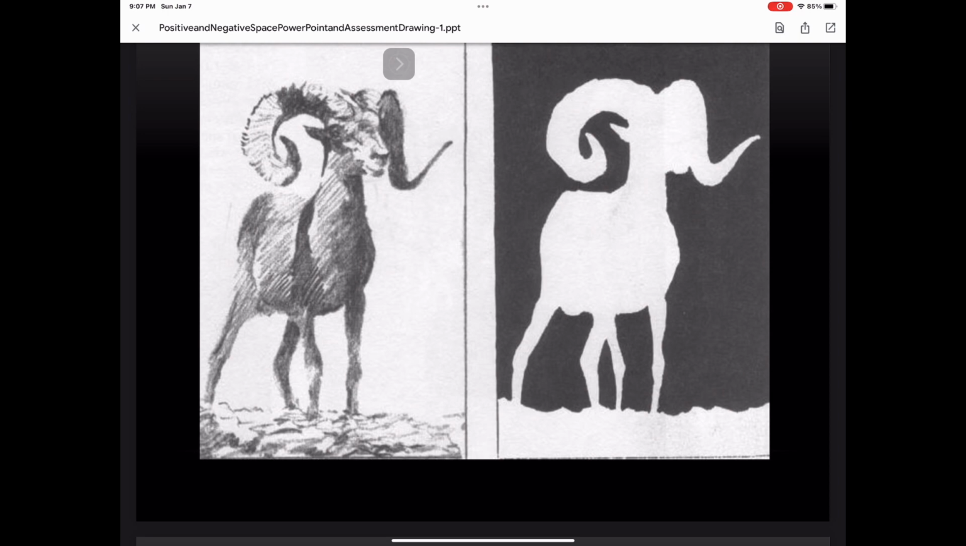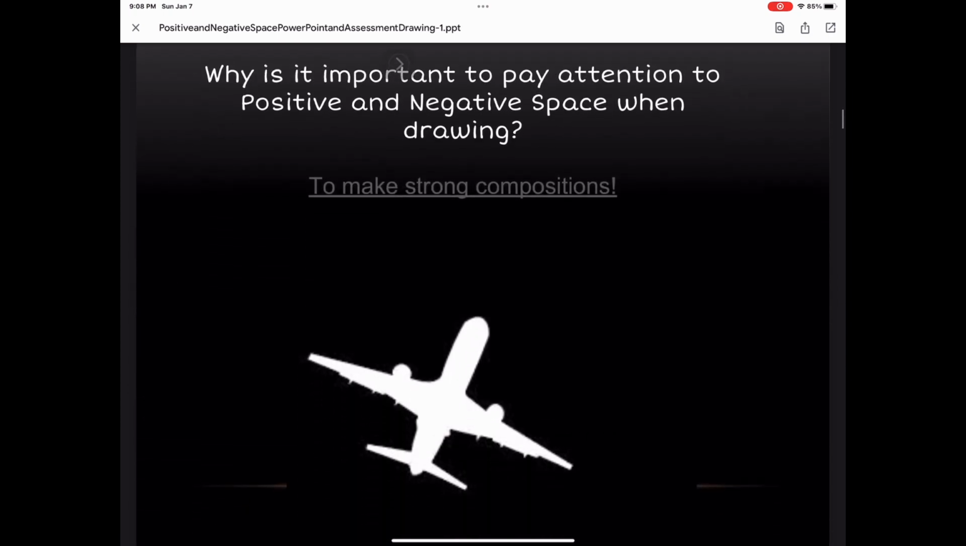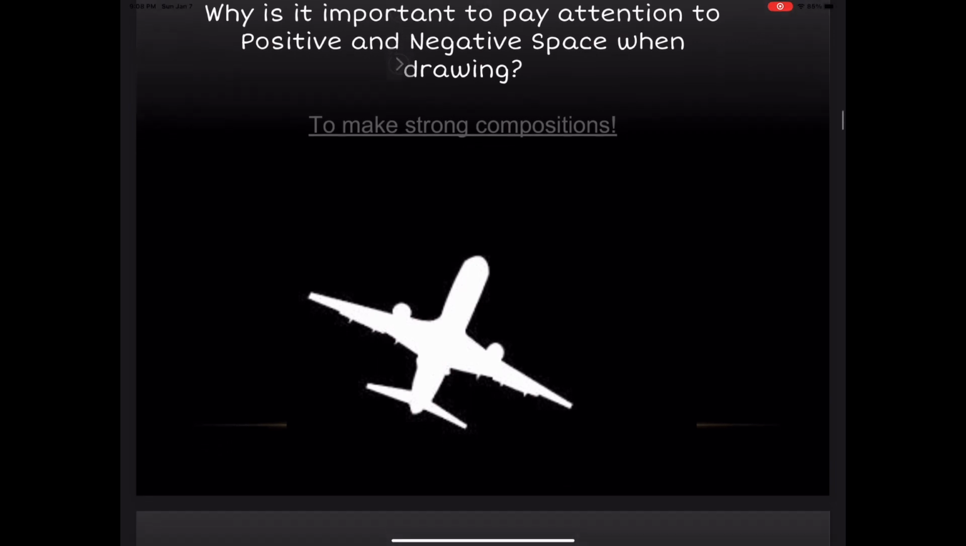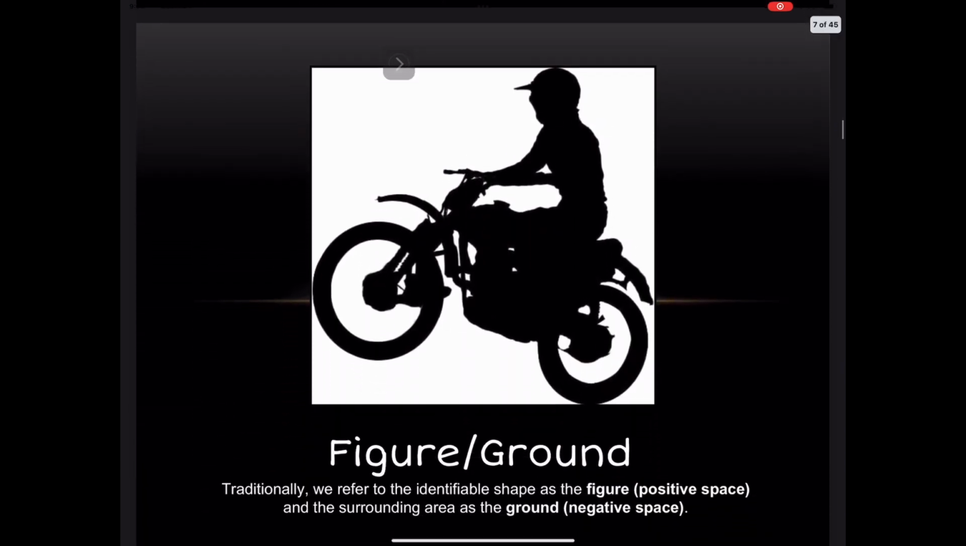So just take a minute here and look at the shapes around the ram and what we're left with, and how, if you drew just those and not the ram, you would improve your drawing. It's important to pay attention to positive and negative space to make strong compositions. It just makes your drawing better.